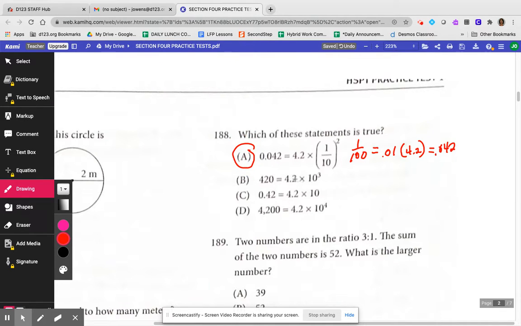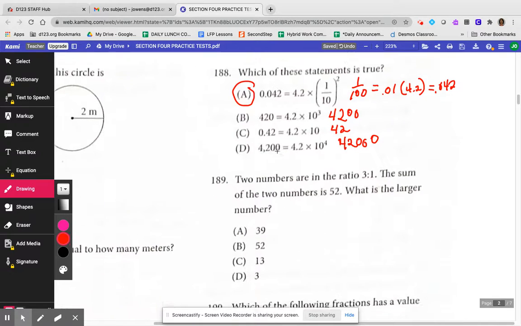But if I looked at my other ones, 4.2 times 10 to the third, that would move my decimal point over 3 places. So that would give me 4,200. That would not equal 420. If I look at 4.2 times 10, that would move my decimal point 1 to the right to give me 42, not 0.42. And lastly, if I looked at 4.2 times 10 to the fourth, that would move my decimal place 4 places. So that would give me 42,000, not 4,200.